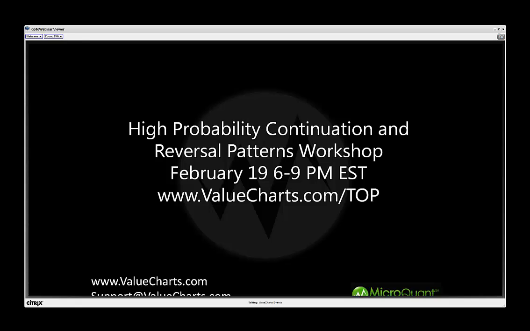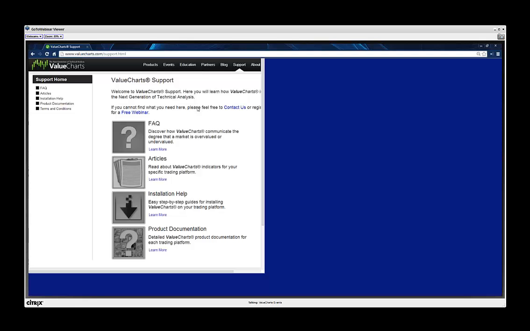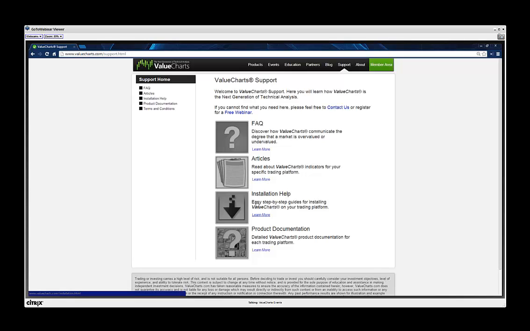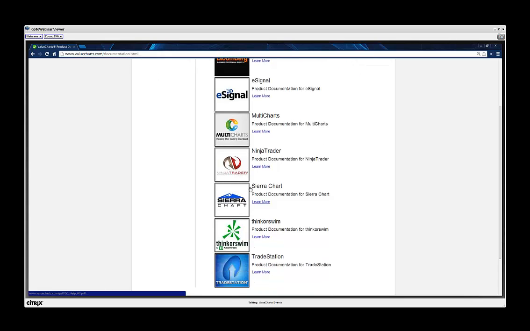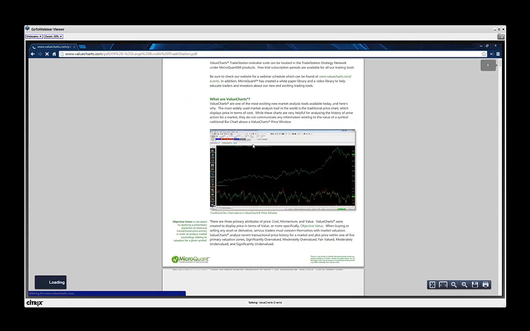Could you show how to use the scanner in TradeStation? The scanner in TradeStation takes a while to set up, so I didn't want to go through that. And honestly, I'm not 100% familiar with how the TradeStation scanner works. But if you go to ValueCharts.com, over here, you click on Support, go on Product Documentation, find TradeStation. This will tell you all about all the different indicators.